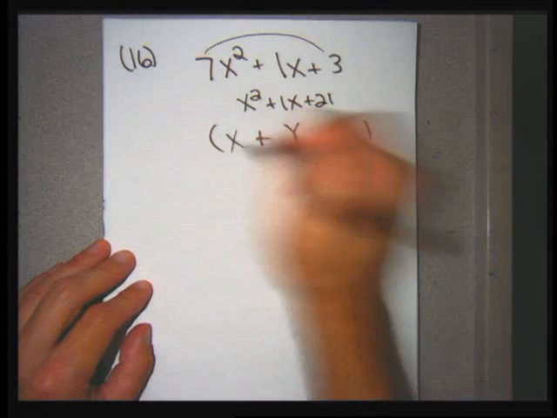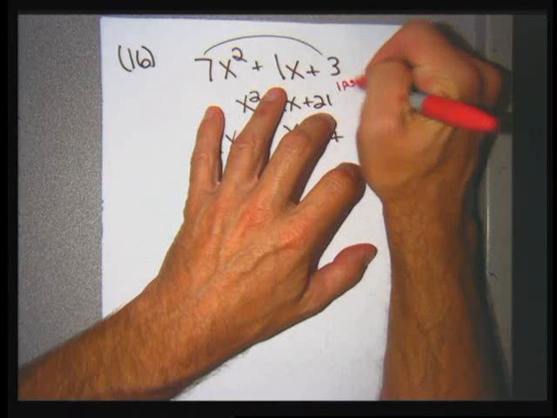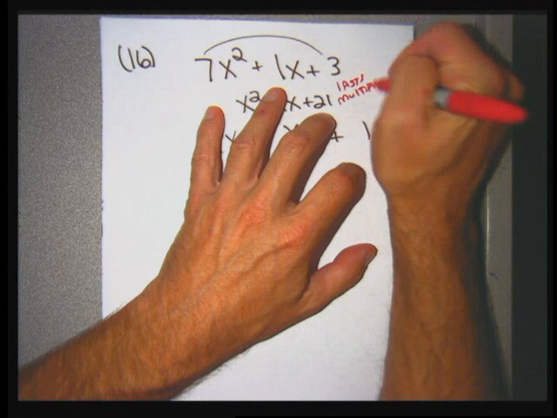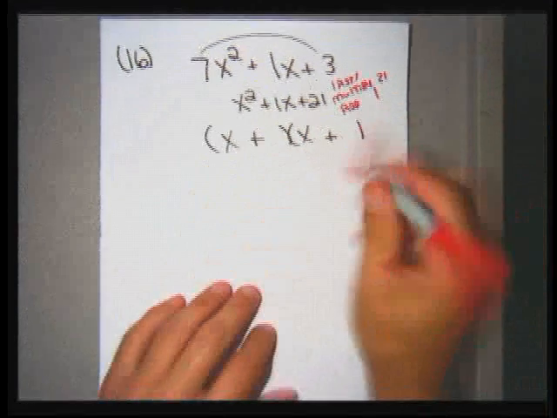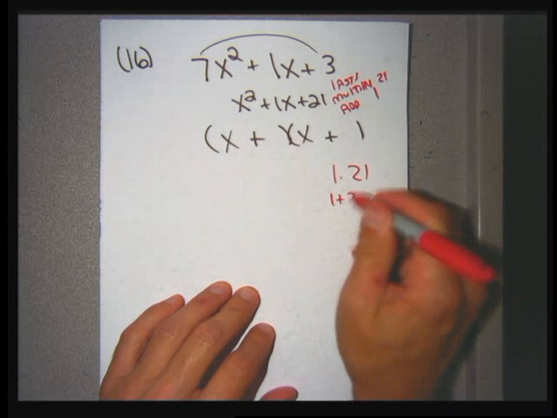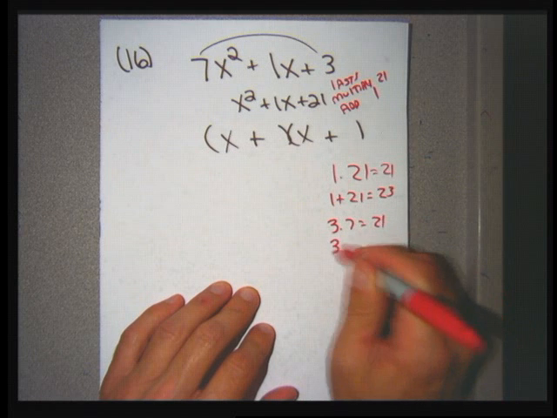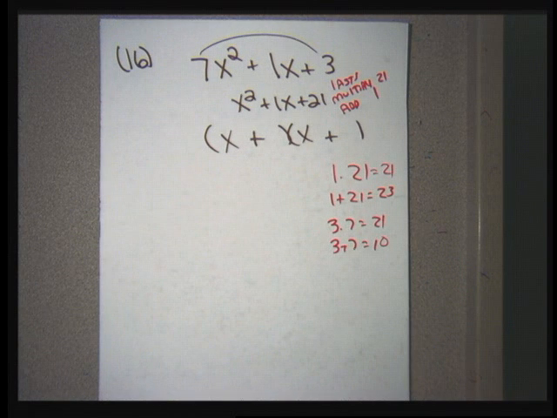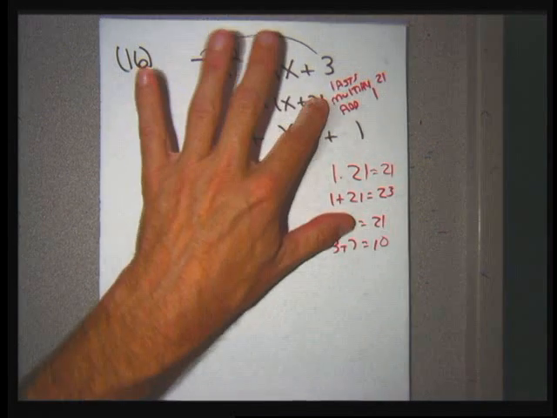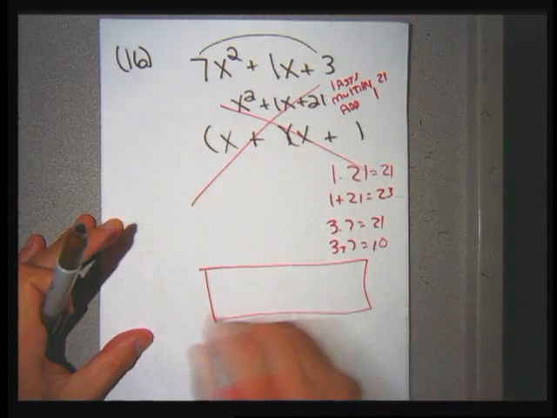I know I'm going to split the x's between the firsts, so the x squared gets split up. And then my lasts need to multiply to 21 and add to 1. Well, 1 times 21 is 21, but 1 plus 21 is 23, so that's not good. 3 times 7 is 21, and 3 plus 7 is 10. That's not good. And I don't think 21 has any other factors that I can think of. This is not a good thing, because there aren't a pair of factors that simultaneously multiply to 21 and add to 1.